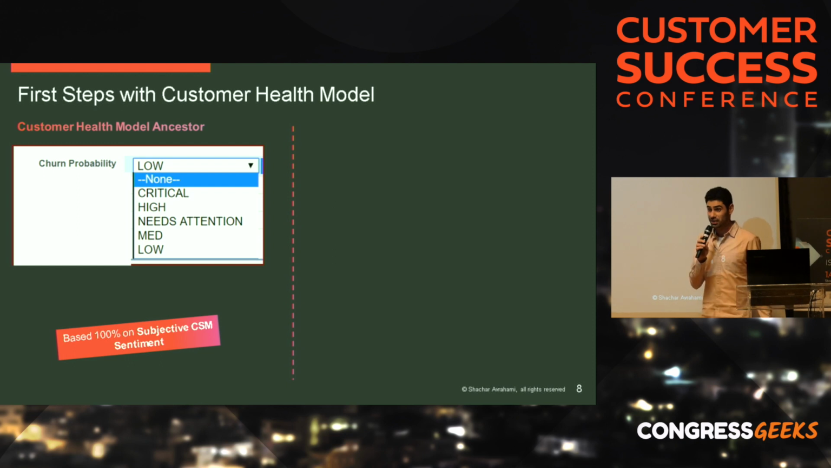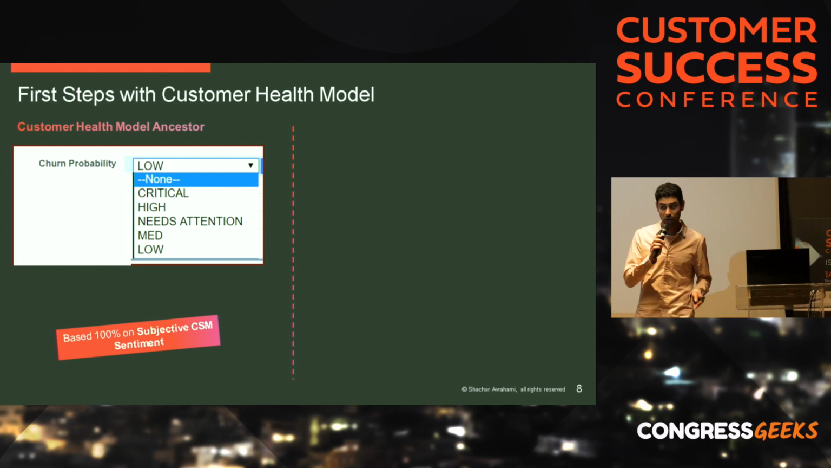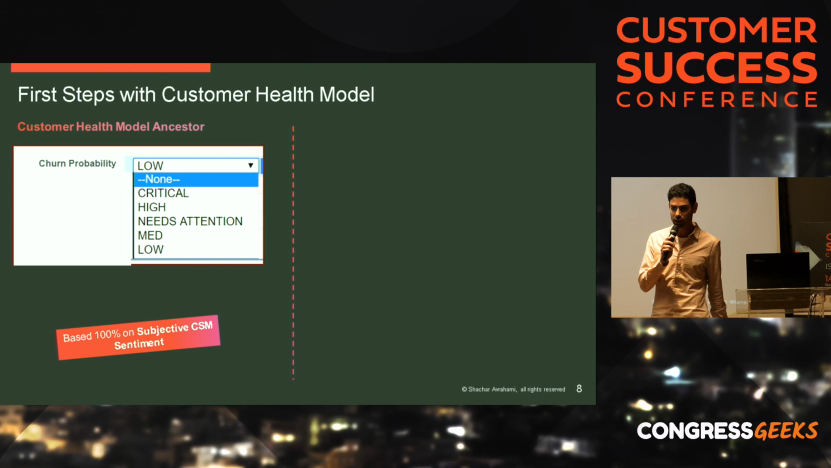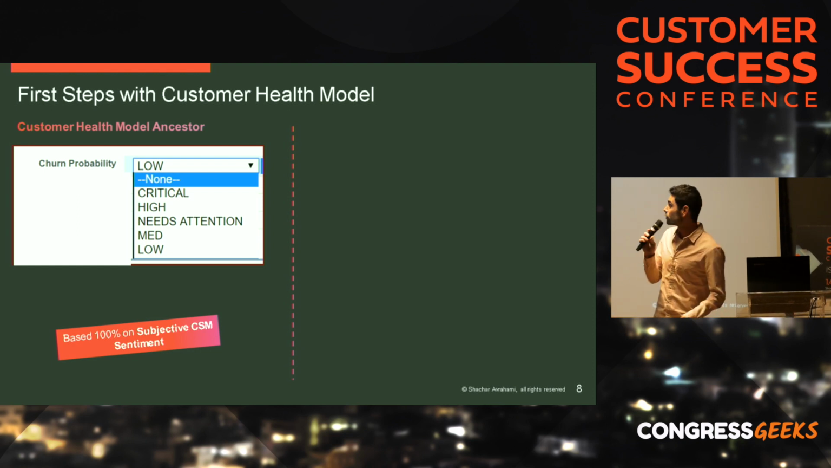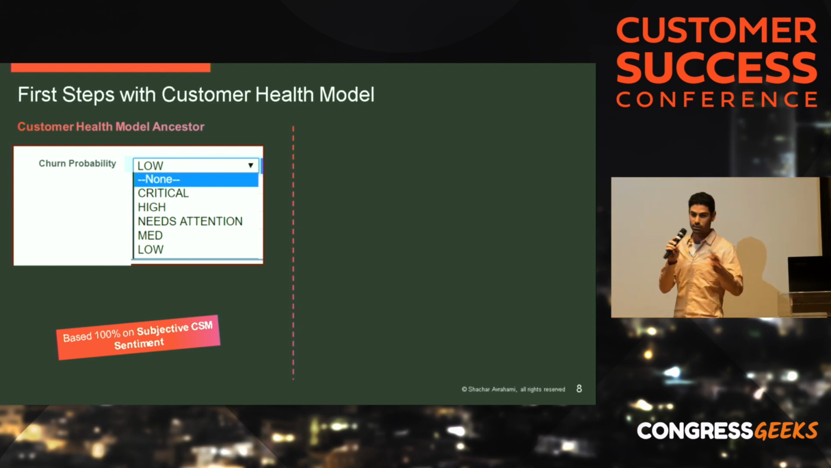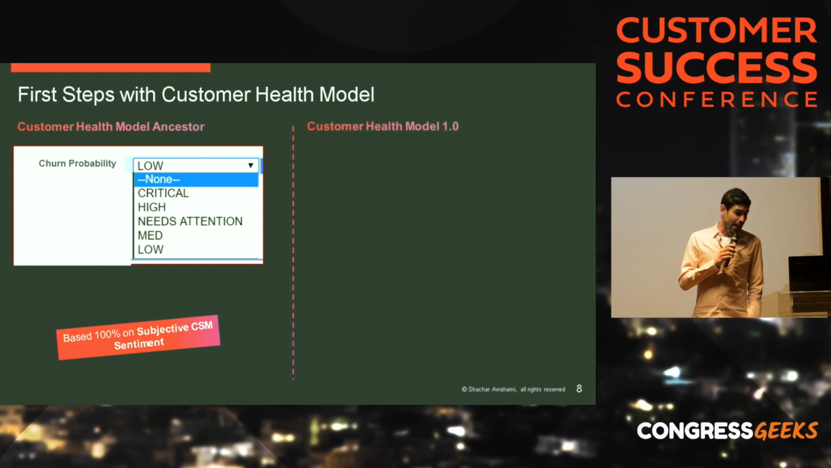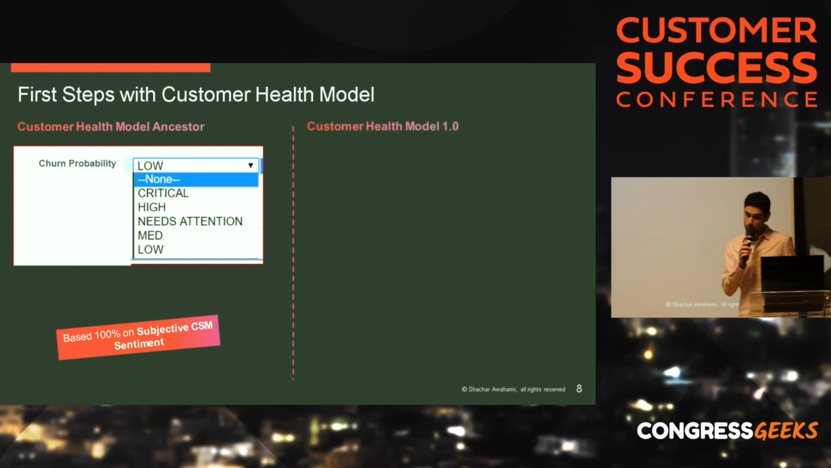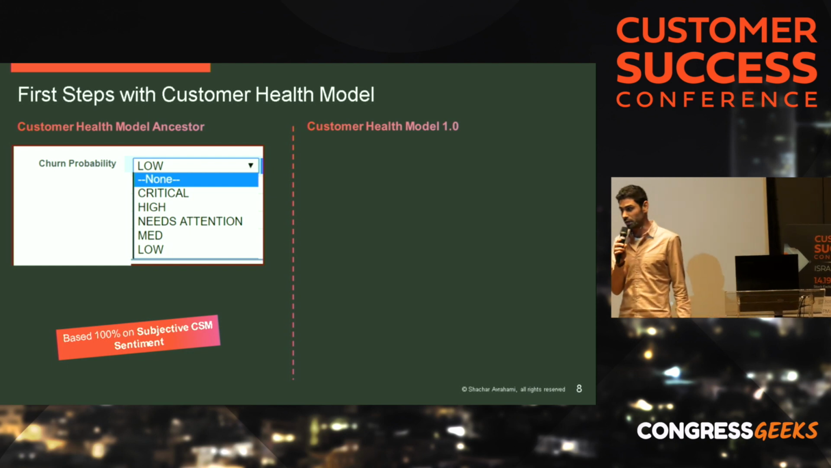When we were 5 CSMs in the Tel Aviv office, it was okay, but when we grew and expanded to 3 locations, we needed better alignment on what is critical, what is high, what is medium, what is low. We then purchased a tool. We did the implementation of a customer health model with Totango.